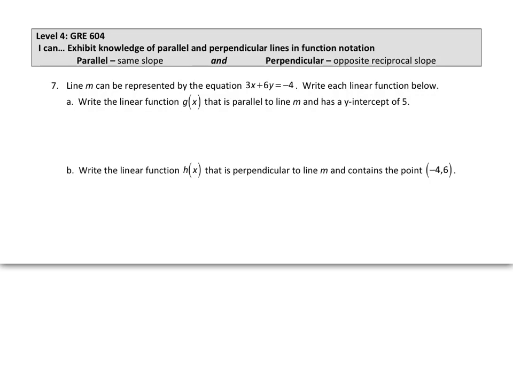Alright, so in level 4, we have to deal with problems related to parallel and perpendiculars. So, what we're going to do is remember that parallel lines mean they have the same slope, perpendicular lines mean opposite reciprocal slope. So, two things with opposite reciprocal: both the sign changes, so positive, negative, negative, positive, and the reciprocal means you flip the fraction.